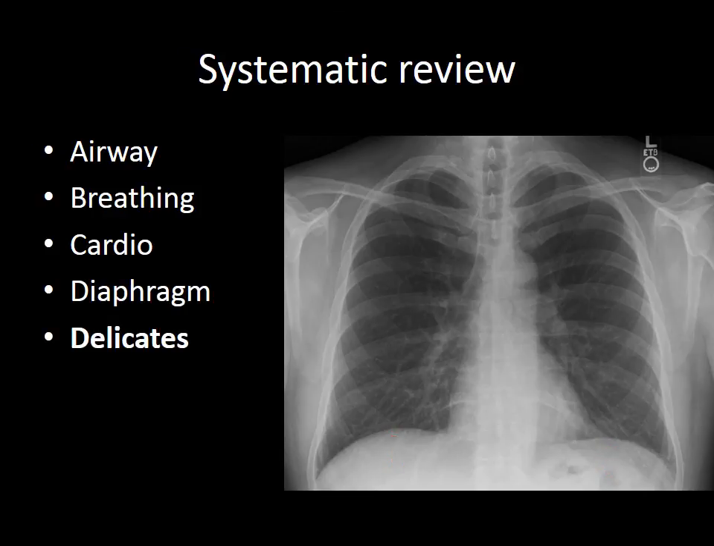Delicates: look for fractures. Look for rib space narrowing suggesting collapse. In the soft tissues, look for black areas which may be gas, otherwise known as surgical emphysema.